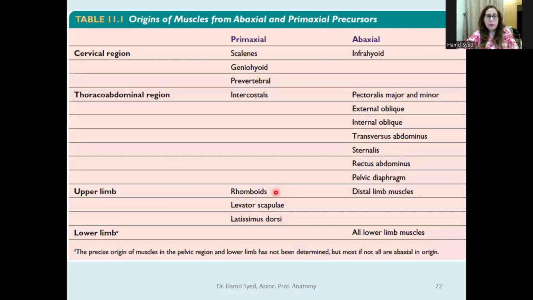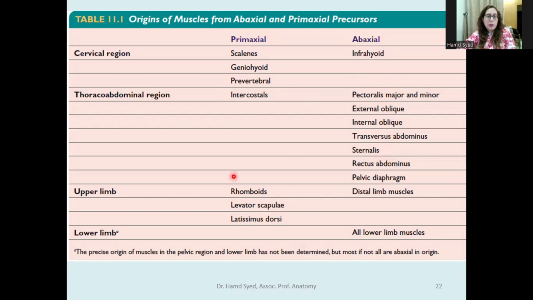Here is a table which gives us a summary of the different muscles of the body which are derived from the respective groups. In the cervical region, the scaleni, the geniohyoid, and prevertebral muscles are derived from the primaxial group, whereas infrahyoid is included in the abaxial group. In the thoracoabdominal region, it is the intercostals which represent the primaxial group, whereas the abaxial group gives rise to all the other muscles, that is the pectoralis major, minor, external oblique, internal oblique, transversus abdominis. These are the abdominal wall muscles, rectus abdominis as well, and pelvic diaphragm and sternalis.